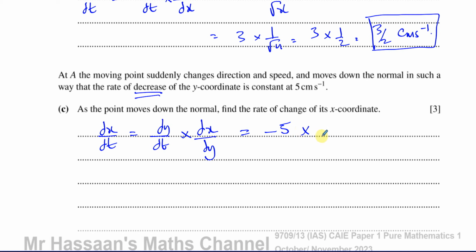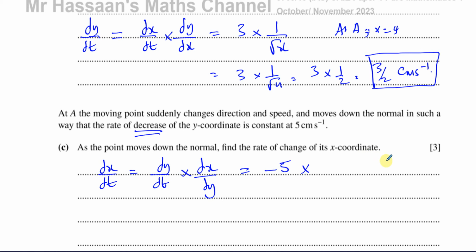Okay, so now in this case it has changed, because it's going down the normal. So at the point A, as A moves down the normal. At A, the point suddenly changes direction and moves down the normal in such a way that the rate of decrease, as the point moves down the normal, find the rate of change. So it's now moving down the normal.